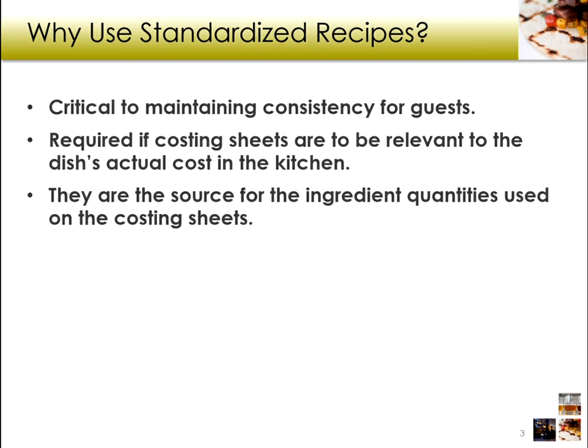Recipes are our source for our ingredient quantities using the costing sheets. So then we're going to be using them to determine how much we need to order. In later chapters, we're going to talk about forecasting. And once we decide how many customers are coming in, how many customers do we think are going to have our mushroom risotto? So that's going to allow us to know that we need to have this many pounds of mushrooms and this many pounds of rice to make sure that we can serve those customers the consistent product, right?